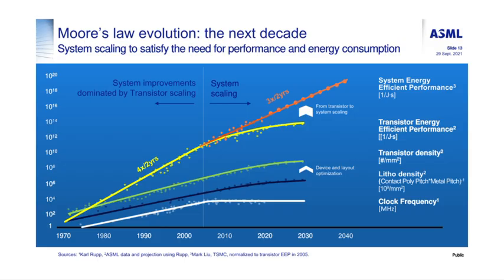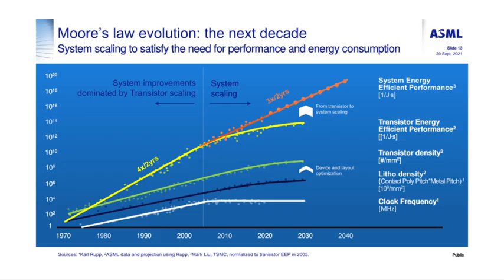Here is a graph of Moore's law. On the left is the projected, and on the right is it slowly dying out. For example, the clock frequency has hit a wall. It can't go past, in our case, low gigahertz. It can't go past that, unfortunately. Transistor density, transistor energy efficiency, and system energy. Well, transistor energy and transistor density are unfortunately bottlenecking.